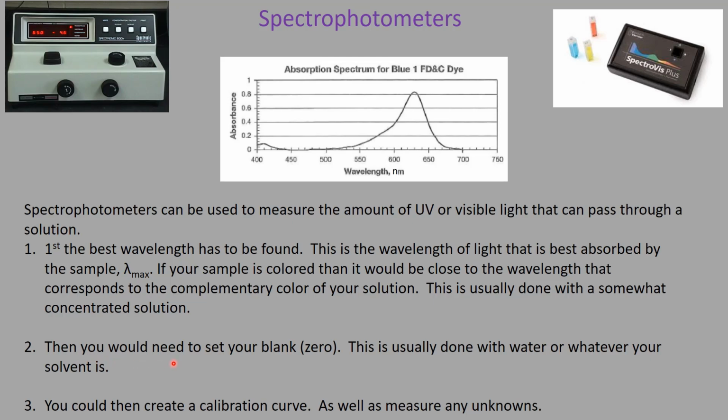Okay, and then what you need to do is set your blank to zero, so we would actually then put a cuvette in there with just water, because that's our solvent, right? If your solvent was alcohol, or if you're putting the same concentration of an ion in the solution every time, then you'd probably want to include that. But most of the time, it's the solvent that you want to blank out of your sample. Okay, so we don't want the blue dye to blank out. We just want the water that the blue dye is dissolved in to blank out. So we're going to put that in there. And then we would create a calibration curve. And so that's what we're going to look at in a minute, the calibration curves and how those are done.